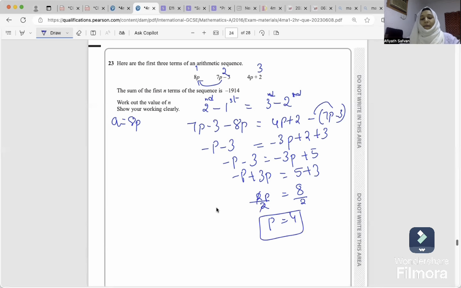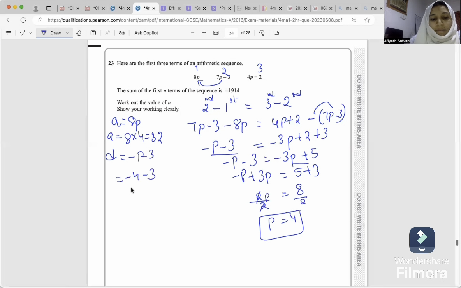So if I get my p as 4, my a is going to be 8 times 4, which is 32. And my D, you can take either expression, okay? Either you can take this expression or this expression. So I'll take minus p minus 3, which is minus 4 and minus 3, which is negative 7. So I got the value of D. I got the value of A.